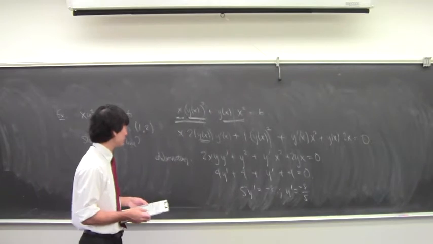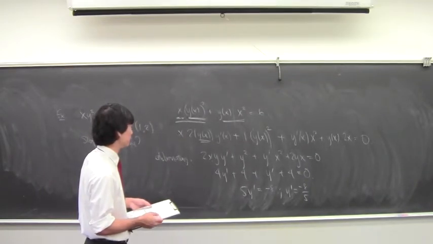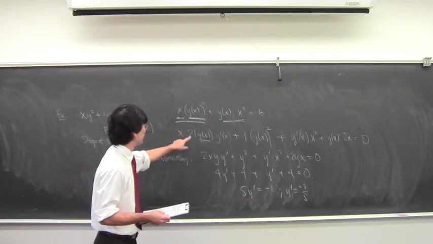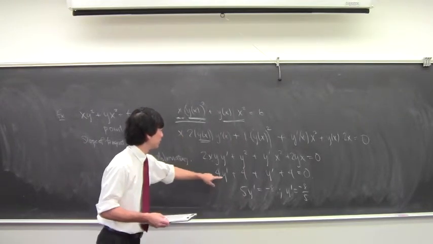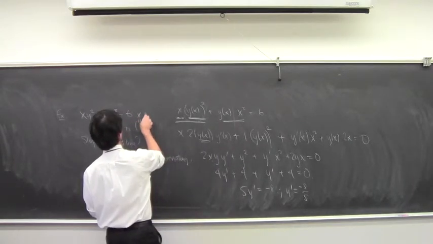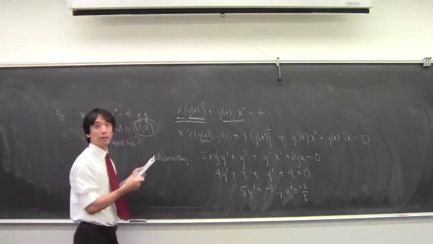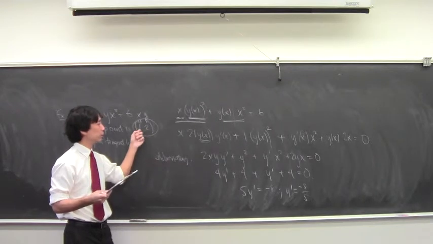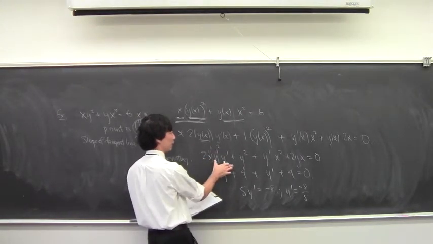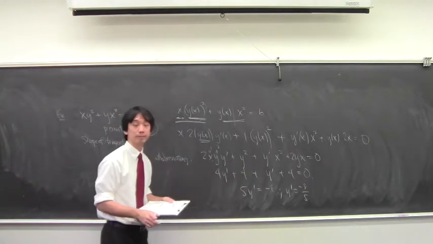Did I make a mistake? It's possible. In the very first one, how did you get the lowest? I get 4y prime because I'm substituting in x is 1 and y equals 2. Right? Our point is (1, 2). So x is 1, y is 2, and I get 4y prime. So that's when we plug in the points.